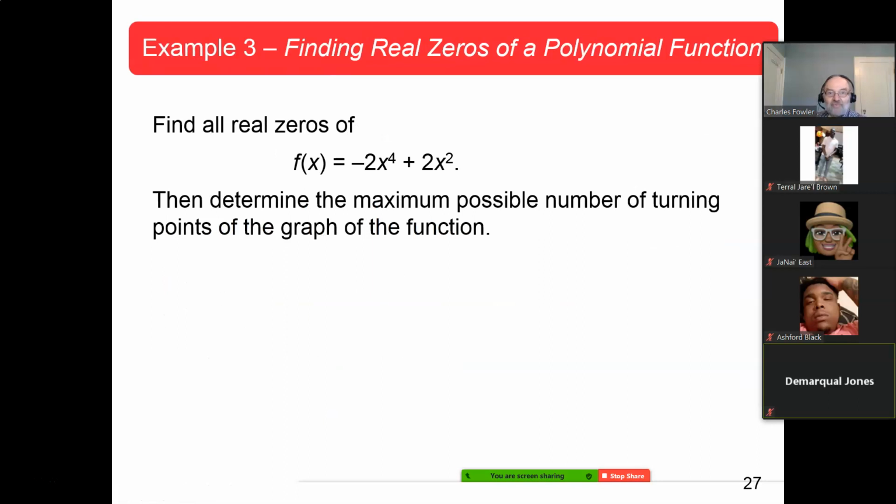So here's example 3. Let's see if we can get that done. Find all the real zeros of this polynomial function. Okay, got my pen turned over here. Guess what we're going to do? What's the F word?